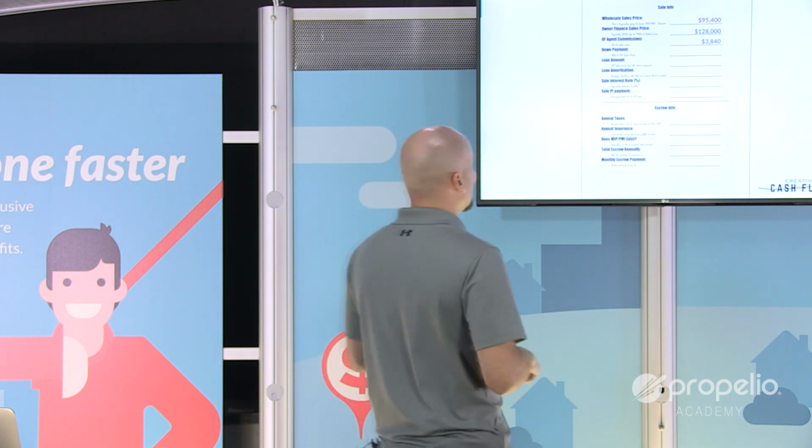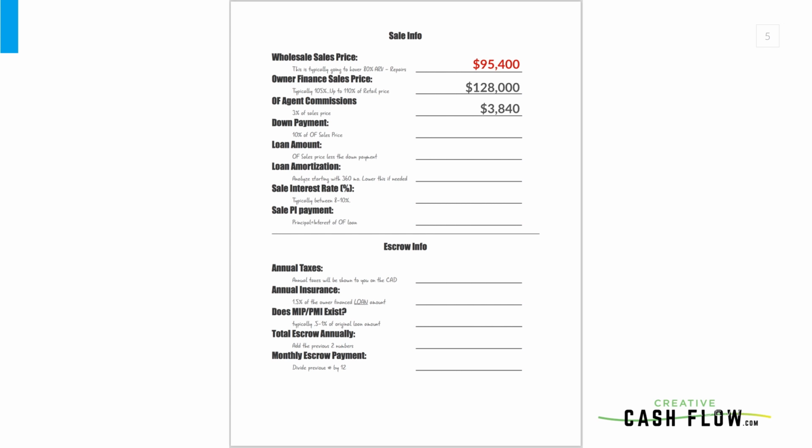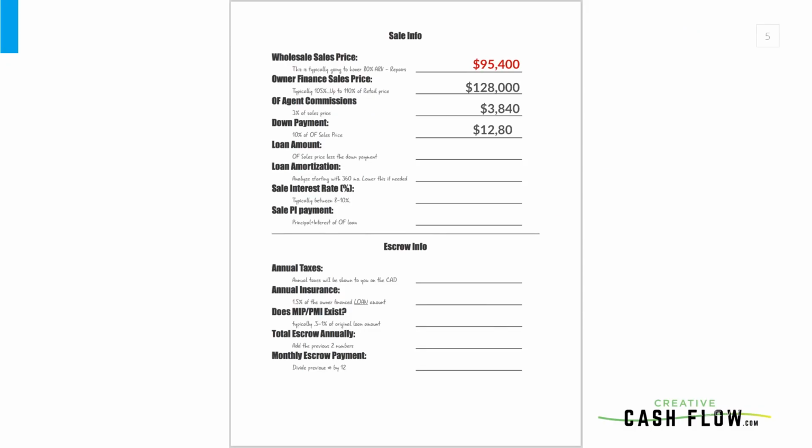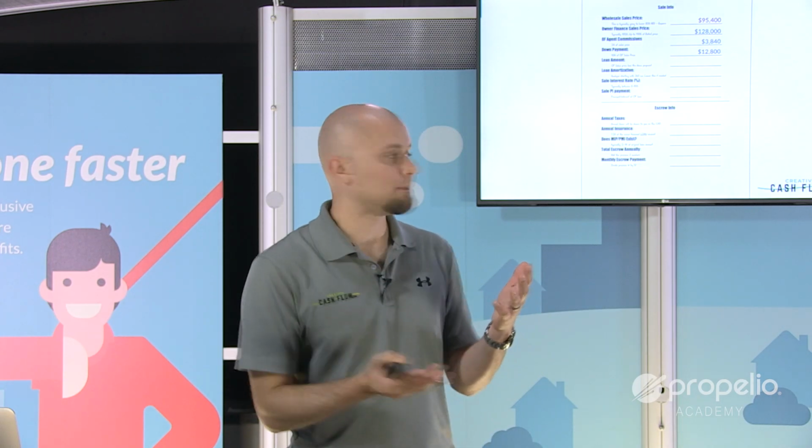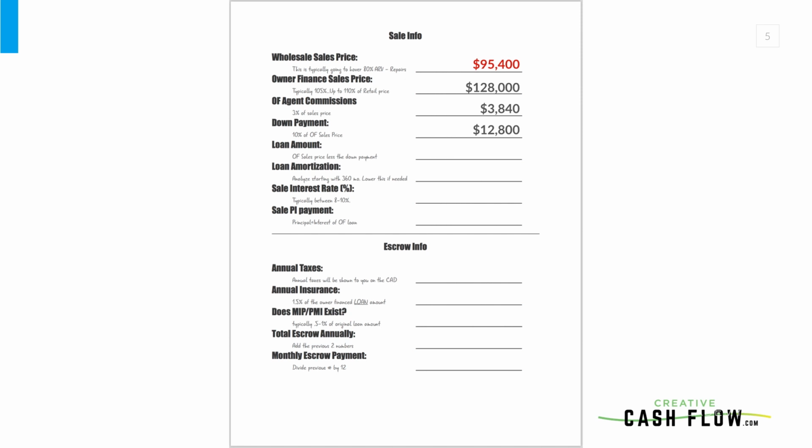Your down payment. We're going to ask for a 10% down payment when we sell our property, right? When we do a wraparound mortgage or owner financing, we're going to ask for a 10% down payment. That's an easy number. That's $12,800. So what's our loan amount? Well, the loan amount is going to be the sales price less the down payment, right? And I've got that written as a note for you. So just whatever your sales price is minus your down payment, that's your loan amount.